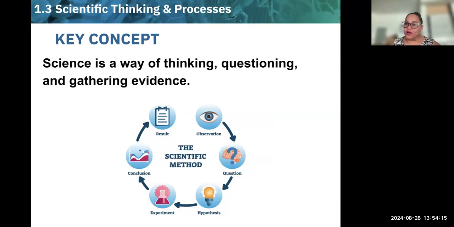So today we are talking about the scientific method, which is something that you should have gone through in every single science class you've pretty much ever had. So our key concept: science is a way of thinking, questioning, and gathering evidence. And there's a little infographic about the steps of the scientific method that we will be talking about today, although 2 of them are backwards.